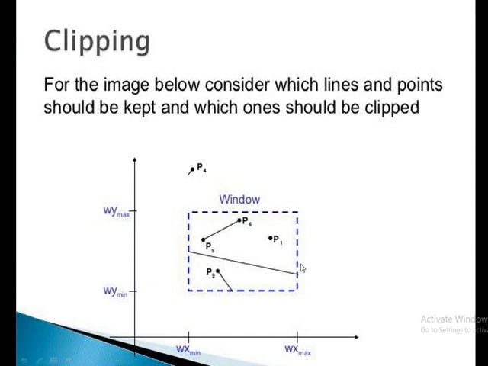And for P9, some portion of the line segment should be retained. So everything that is inside the window, which is defined by its y coordinates, wy min and wy max, and its x coordinates, wx min and wx max, defined by these window boundaries, should be retained.